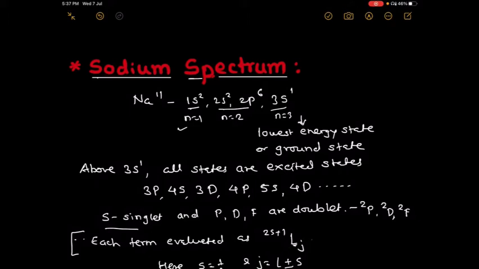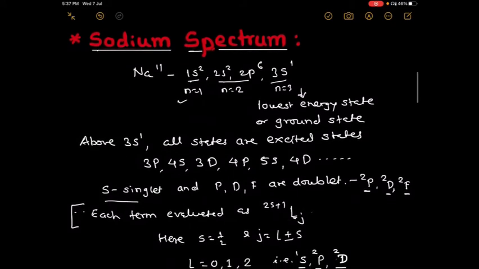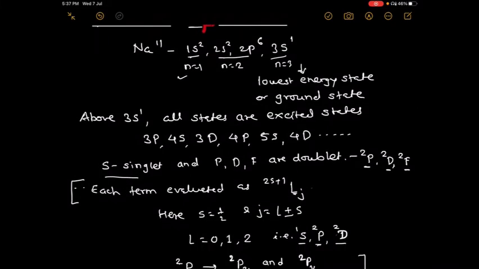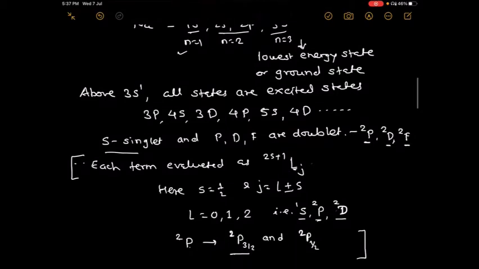In that, all s states are singlet, while other states like p, d, f are doublet. Those doublets are denoted as doublet P, doublet D, doublet F. Now, how do we evaluate the doublet term? We explain that here. Each term is evaluated by using the formula 2S plus 1.